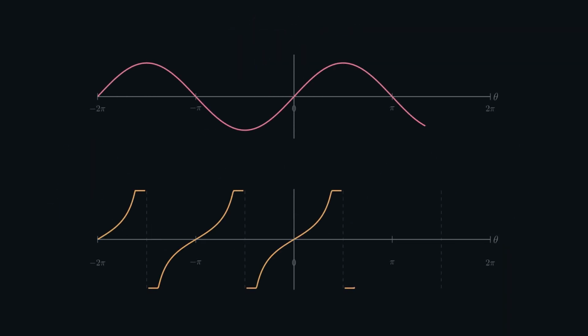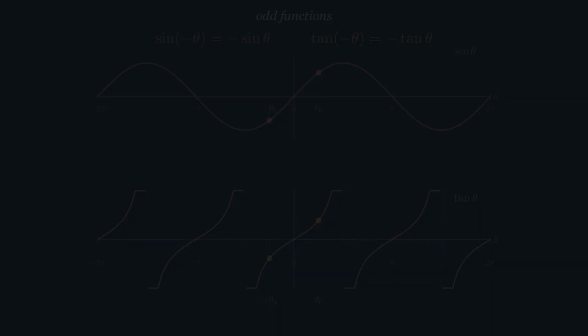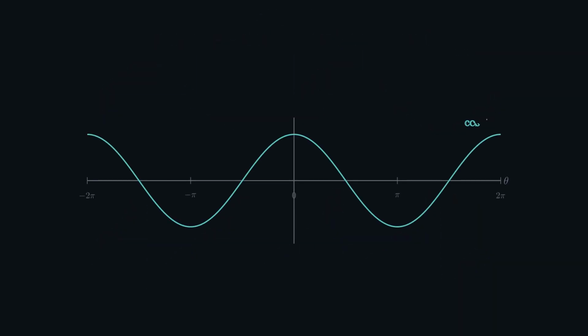For negative angles, we must look at the functions themselves. For sine and tangent, we can see visually that they are odd functions, ergo sine minus theta equals minus sine theta, and tan minus theta equals minus tan theta. The cosine function, on the other hand, is even, so cos minus theta equals cos theta.